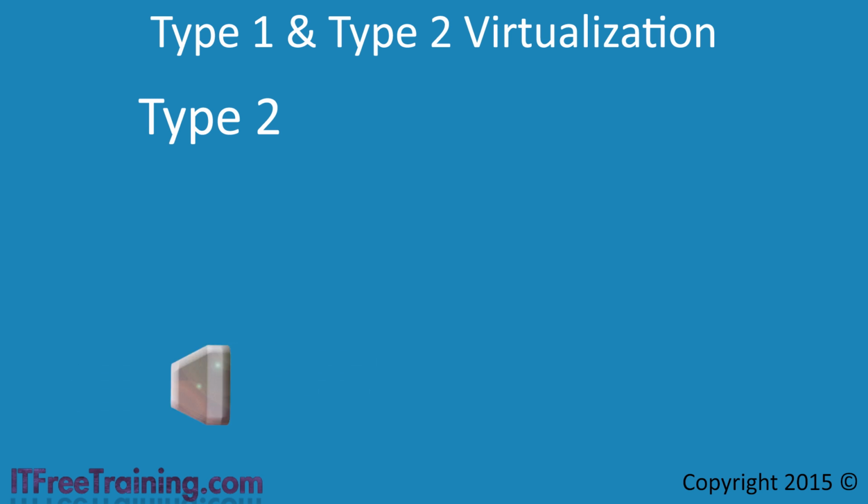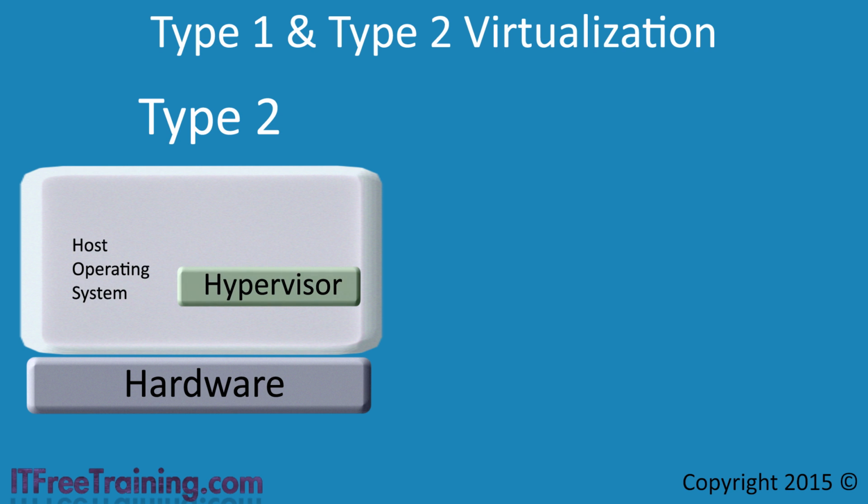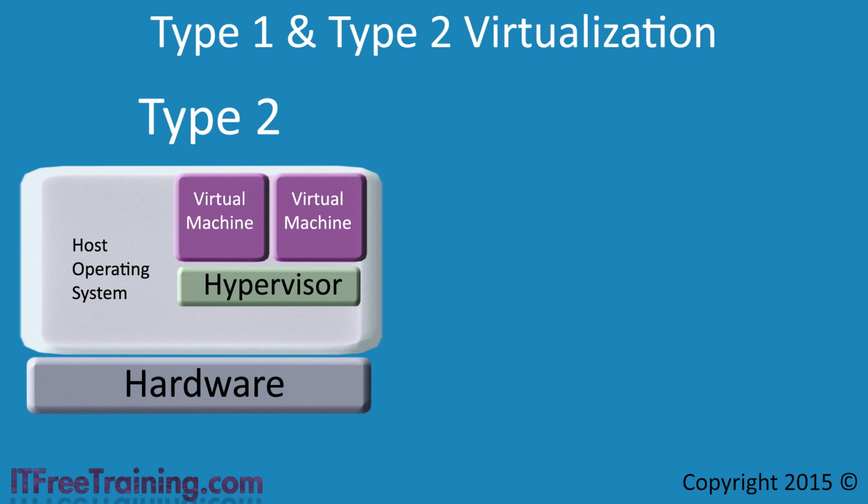You have the hardware layer and the operating system on top of this. If you decide to run a virtualization solution, this is installed on the host operating system. When it is installed, it will install a hypervisor on the host operating system. Any virtual machines that are run on that computer are attached to that hypervisor.